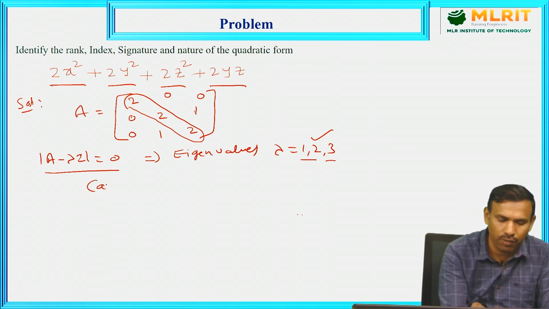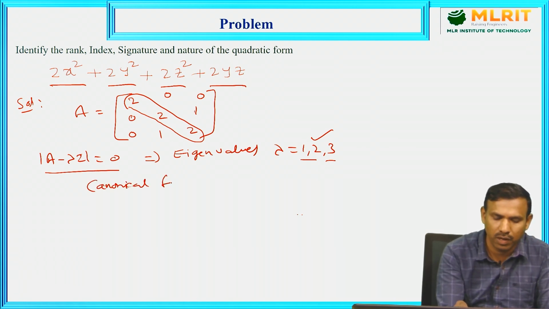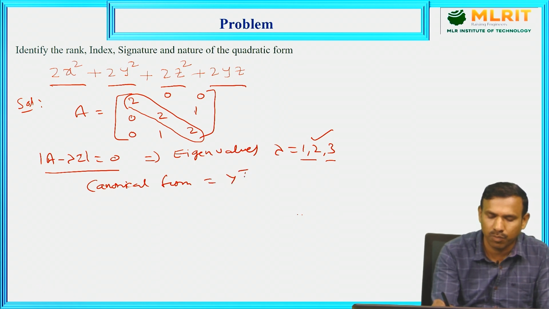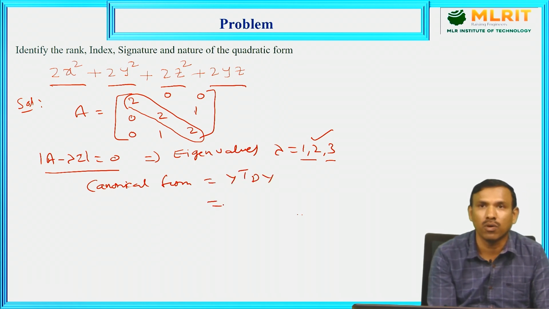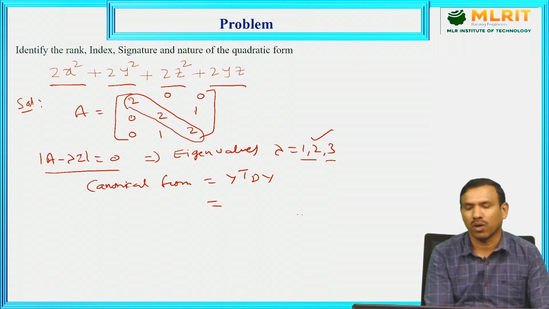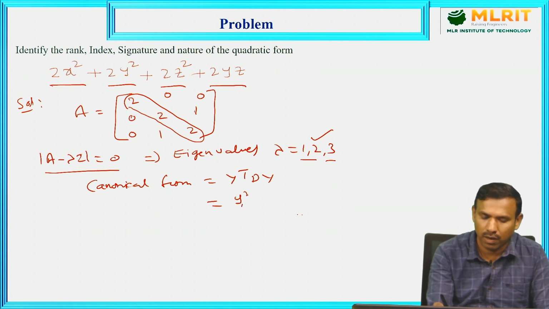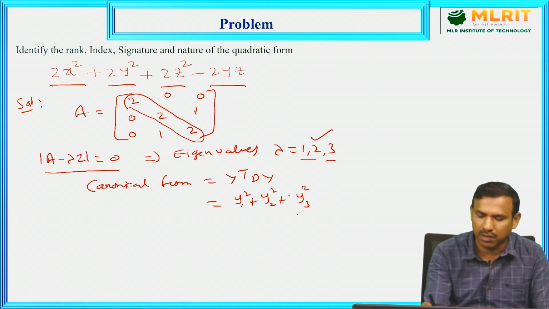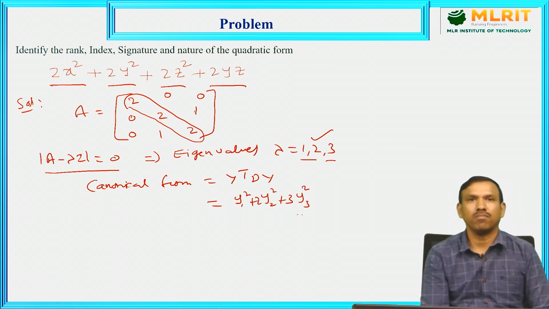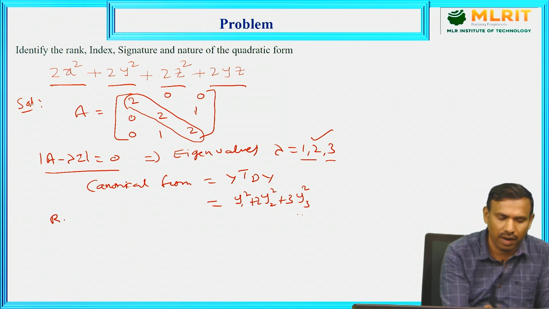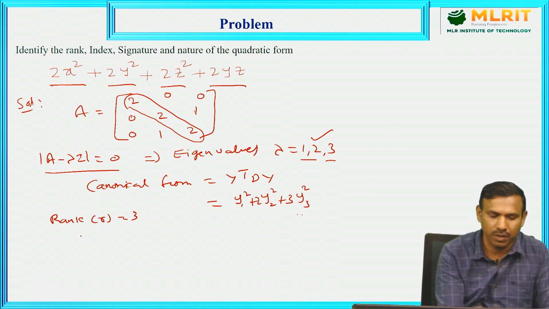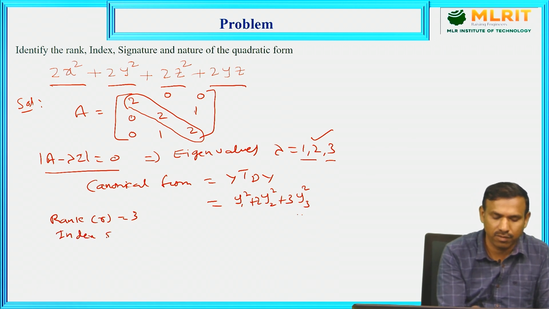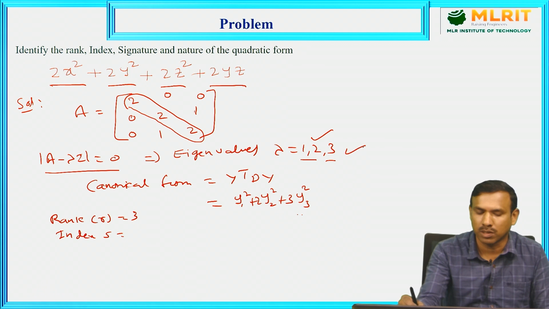Then the canonical form, which we can write as y transpose dy, that is lambda 1 y1 square plus lambda 2 y2 square plus lambda 3 y3 square. Lambda 1 is 1, lambda 2 is 2, lambda 3 is 3, that is 1 y1 square plus 2 y2 square plus 3 y3 square. Now one by one we can answer. Rank R is equal to number of terms, 3 terms are there, 3. Index, number of positive terms, all are positive, 3.